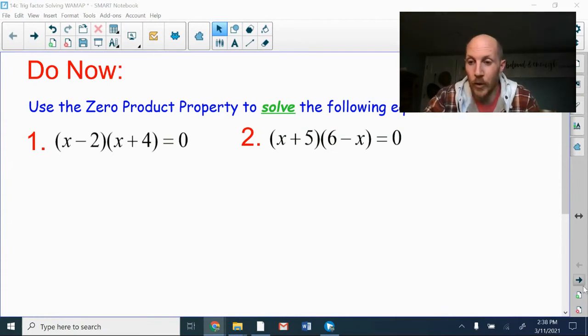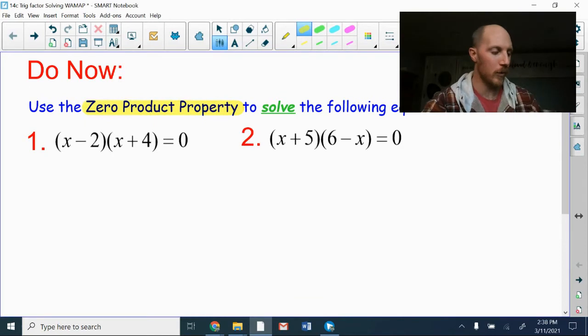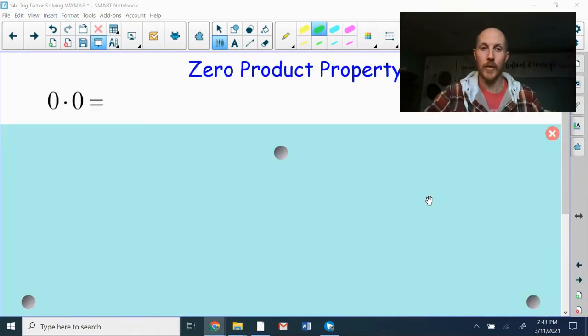Okay, nice work. So before we check out the answers you got for the do now, we probably ought to refresh our memory about what the zero product property is. A lot of times people will look at the directions and be like, I don't know what the zero product property is. I can't do this problem. Yeah, you can. All right, so pop quiz.